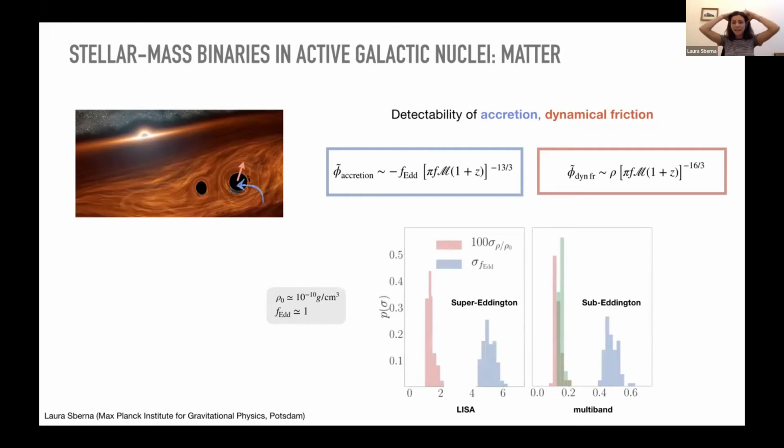And what we found is that LISA alone could detect the presence of accretion and dynamical friction, although for somewhat large values of these parameters, a bit above the realistic values, so for example, super-Eddington accretion. But if we consider a multi-band detection where LISA is working in collaboration with a ground-based detector, then realistic values of these parameters come within reach. For example, we could infer the value of sub-Eddington accretion rates.